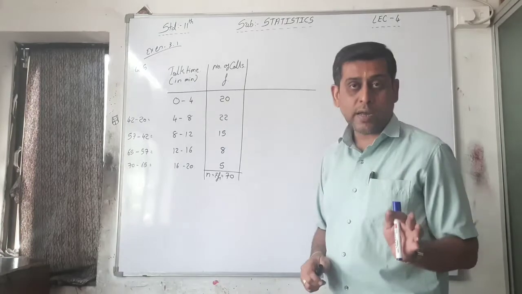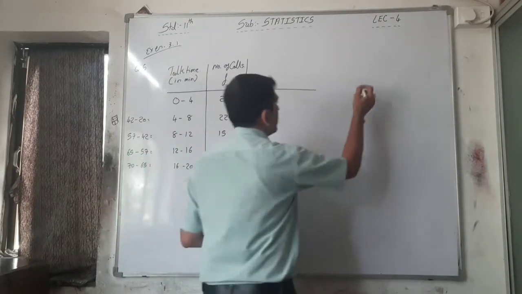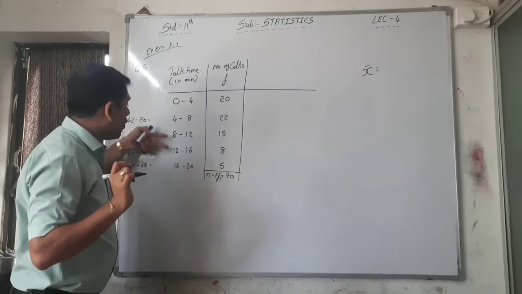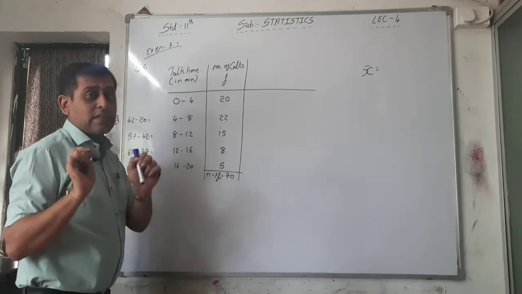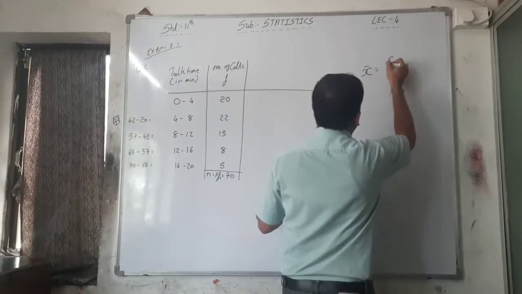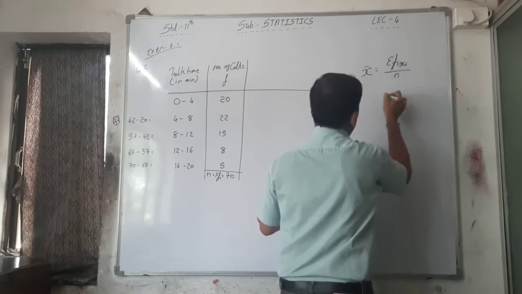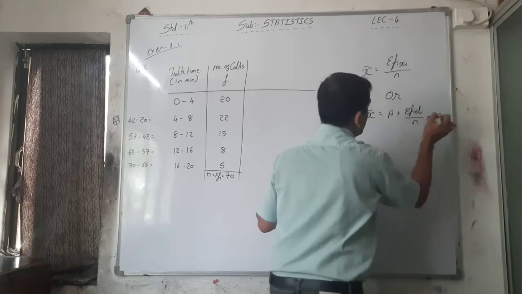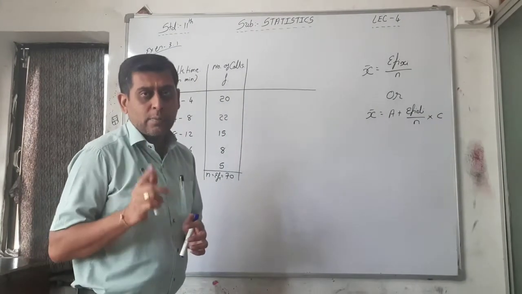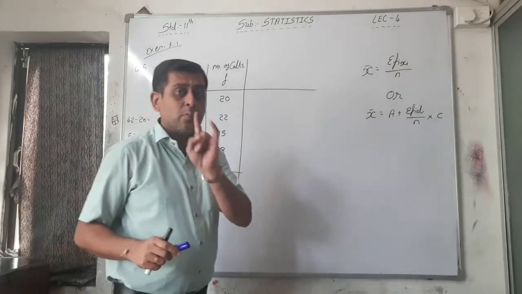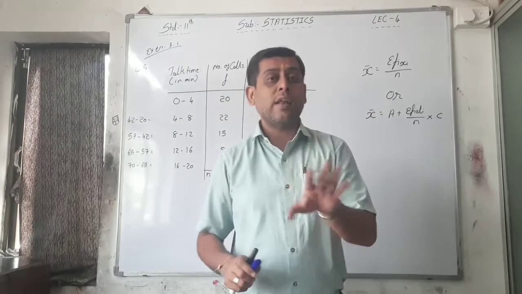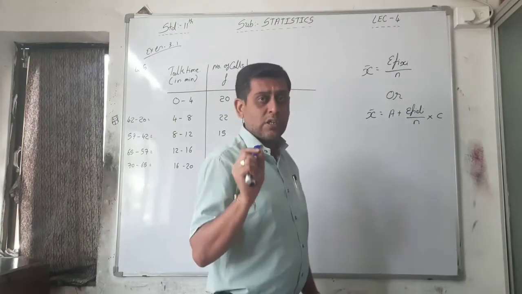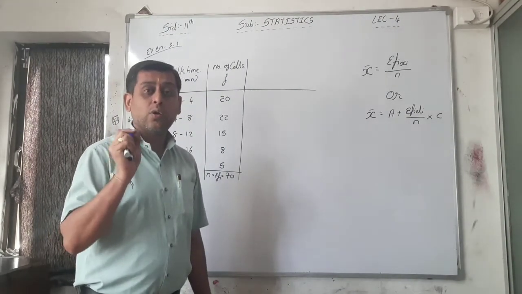See, we have to find out x bar. Then, what is the formula for that? X bar is equal to... first of all, you have to find out the mid value, because here the class is given. Here there is no xi. See, there are two methods. This one is sigma fi xi upon n, or x bar is equal to a plus sigma fi di upon n into c. Right? But I told you in my last lecture, if your mid value is more than 80 or 100, then you have to take the di method, that is the shortcut method. Otherwise, it is easy to calculate this sum by the regular, or you can say direct method.